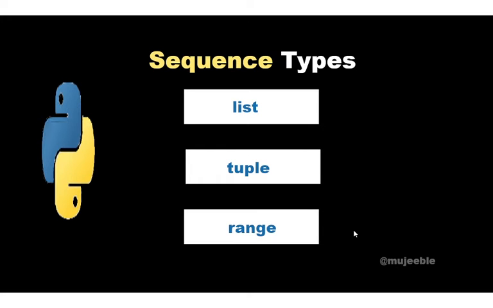Our next category is sequence types, where we have list, tuple, and range. Let's talk about what exactly the first one, list, means and give an example of it. List data types are used to store multiple items in a single variable and are one of four built-in data types in Python for collections, and a list is created using square brackets. Let's give one example of a list data type.